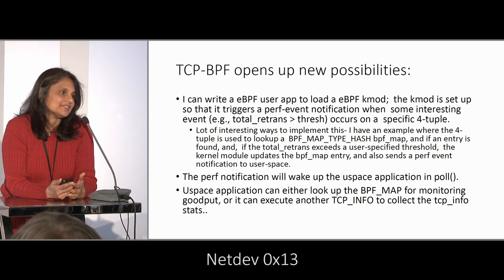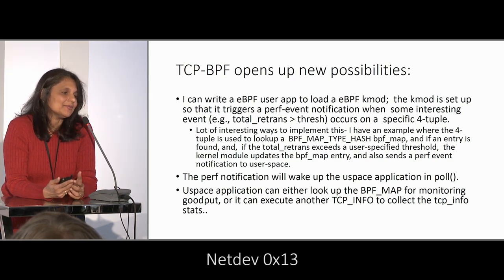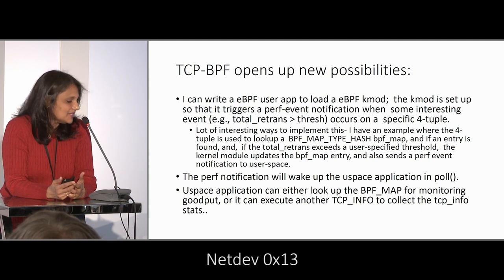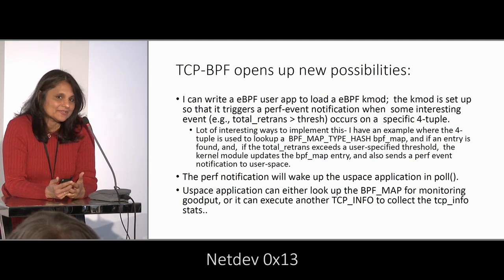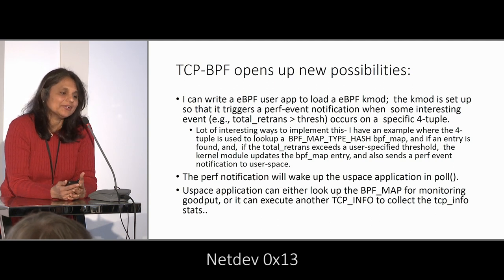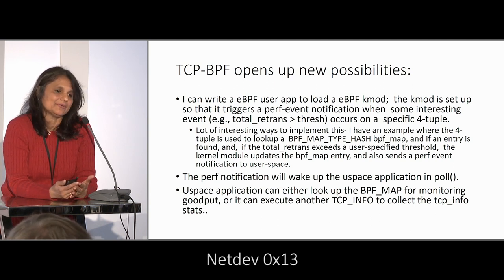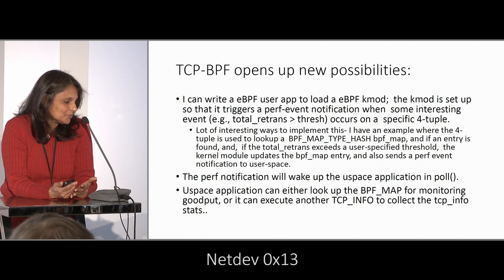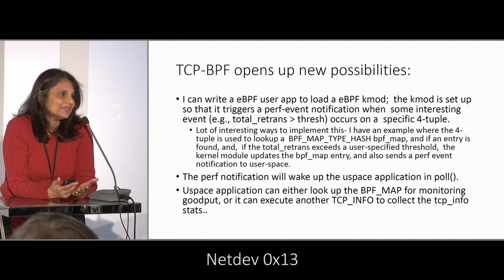But you don't even have to send that perf event up each time you see something interesting going on. You can use the BPF map types. You can use a hash table. You can track the state, and periodically the application can check on things. And to solve the problem of monitoring just a particular socket, I was using the four tuple to set up the hash lookup, and the callback would only update the perf table if there was a match.